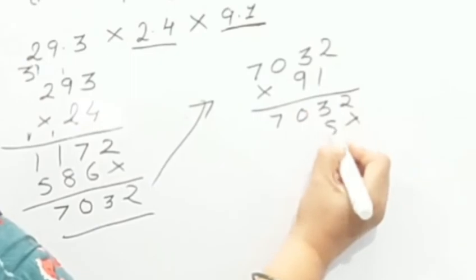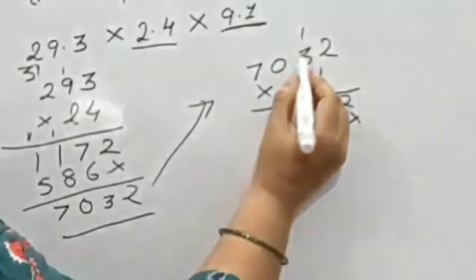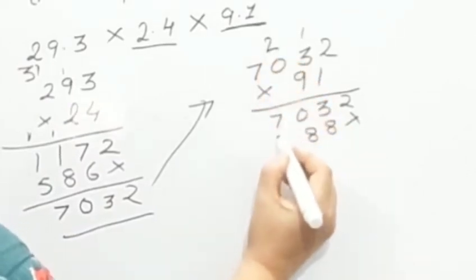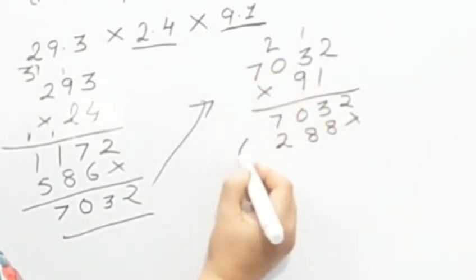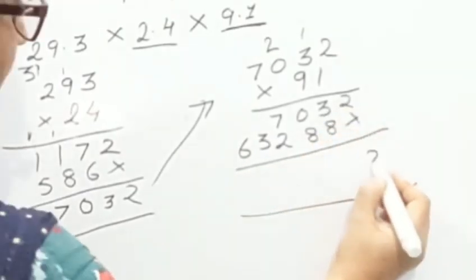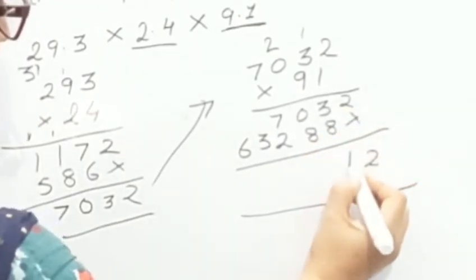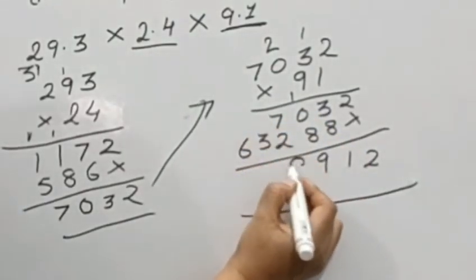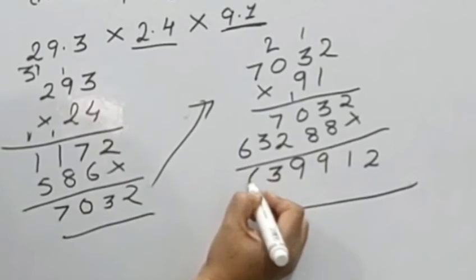9 2s are 18, 8 down, 1 carry. 9 3s are 27 plus 1, 28, 8 down, 2 carry, so it will come here. 9 7s are 63. Then sum up. 2, 8 plus 3 means 11, 1 down, 1 carry over, 9, 7 plus 2 is 9, 3, 6.